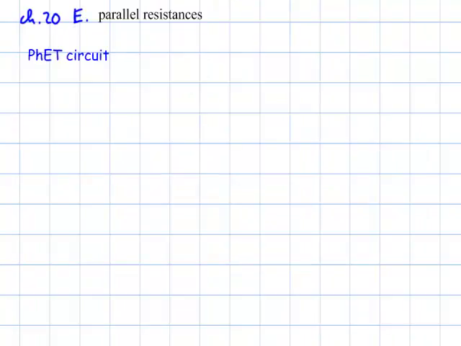This is a problem involving parallel resistances, and it says, what resistance must be placed in parallel with a 155 ohm resistor to make the equivalent resistance 115 ohms. So first I'm going to draw a little bit here. Here I'm going to make myself a battery.